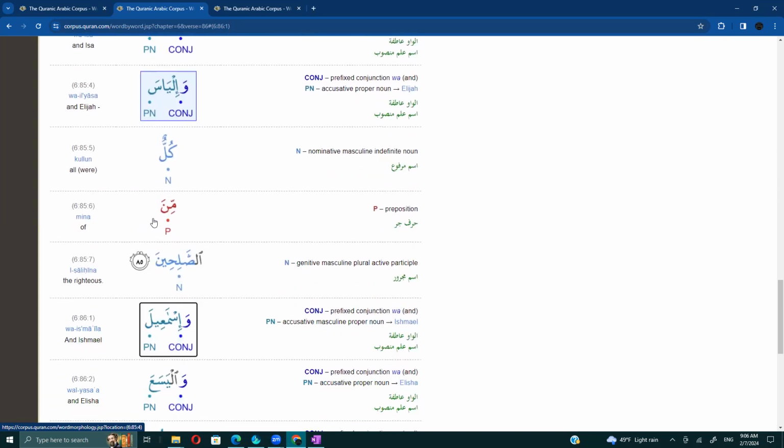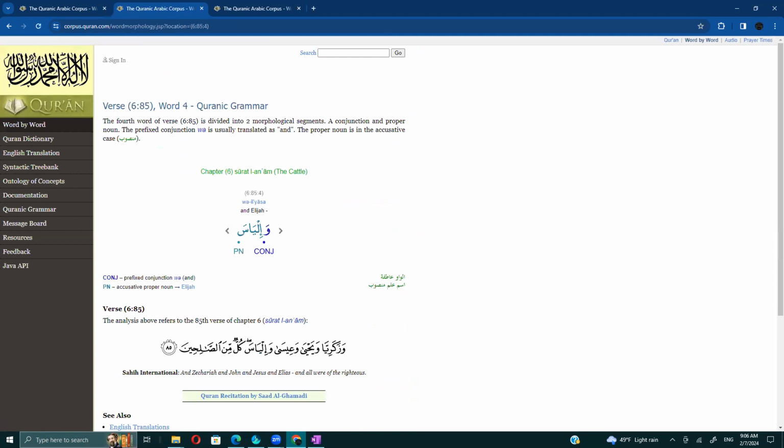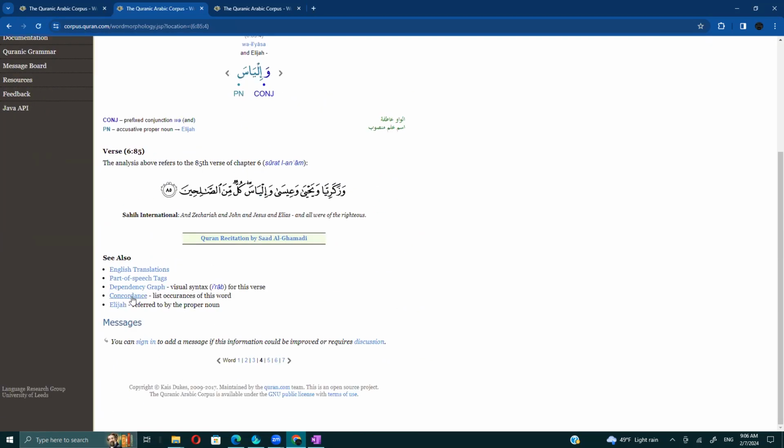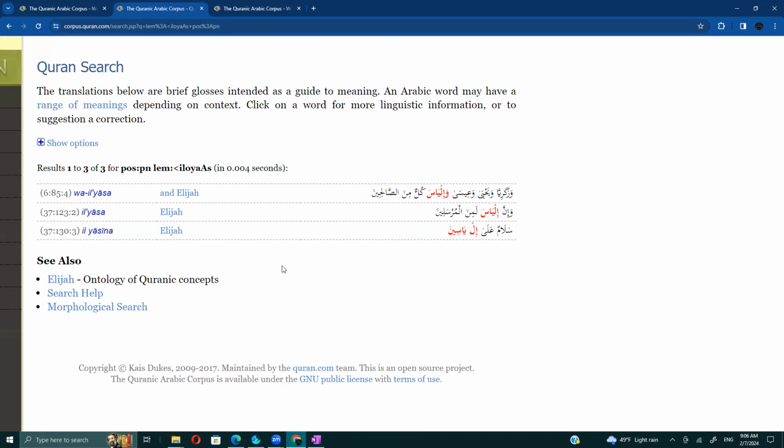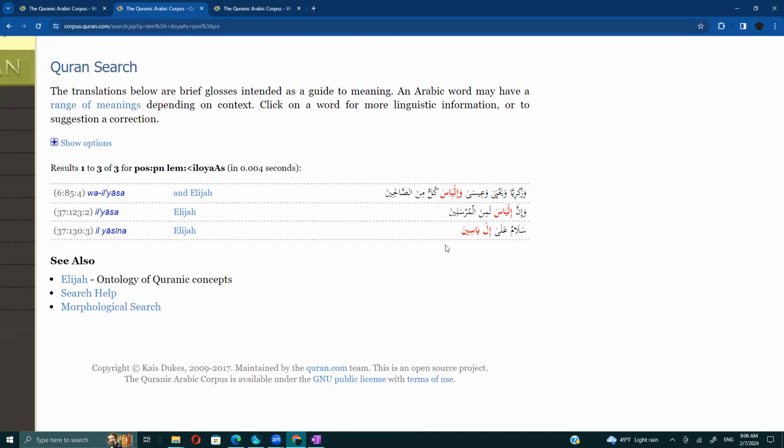I want you to just look up in the Quran. You know what you can do? The best thing is just click here and then scroll down. You can see the concordance, and it shows exactly what places it has occurred in the Quran. Like you can see wa Ilyasa, Ilyasina. So sometimes instead of Ilyas, he has been referred to as Ilyasin.